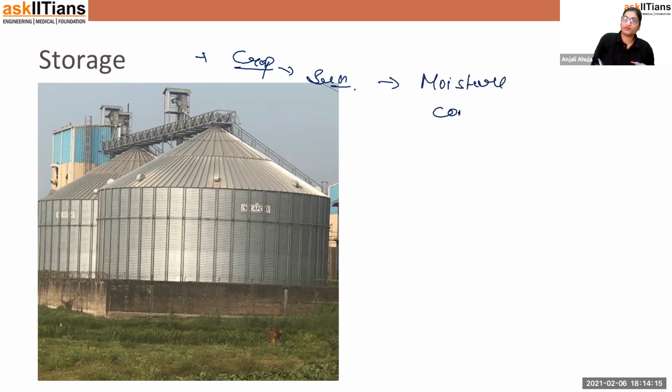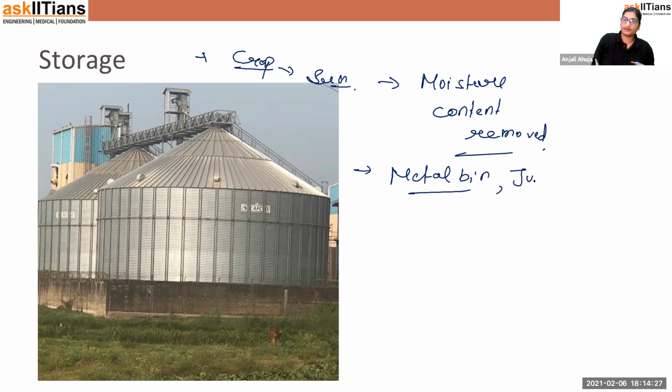Let me just write it up now. Moisture content removed. And then the farmers used to store it in the metal bin and the jute bag or in the silos.